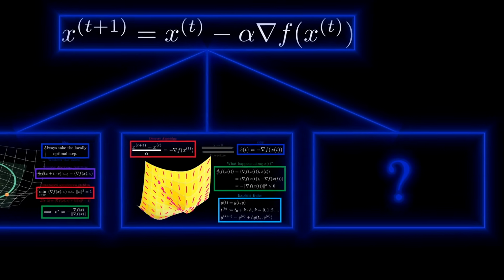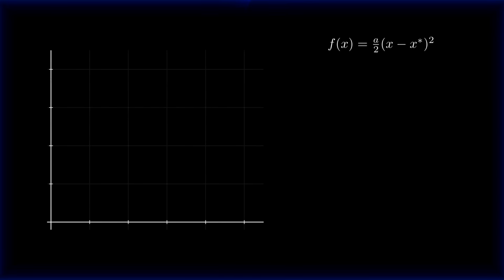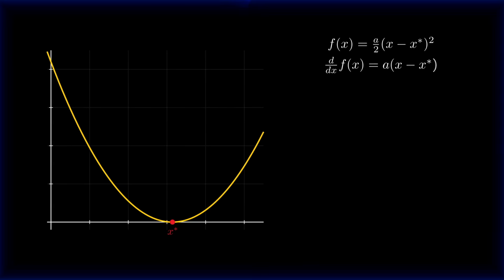To motivate this last perspective, let's say you want to minimize a simple one-dimensional quadratic function of the form 1/2 times a times (x minus x star) squared. So a quadratic with minimizer x star and curvature a. To find the minimizer algorithmically as before, we simply compute the derivative, which here is given by a times (x minus x star). So no matter at which point we are, the negative gradient always points directly onto the minimum.